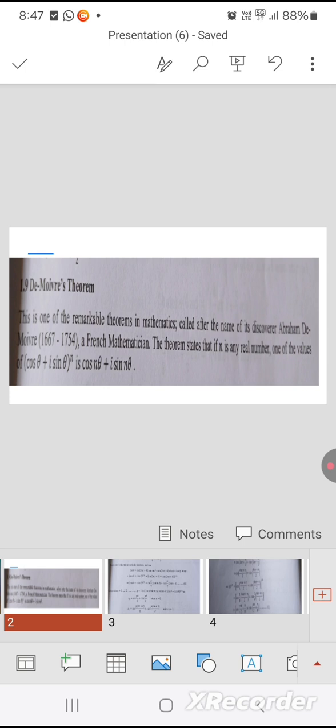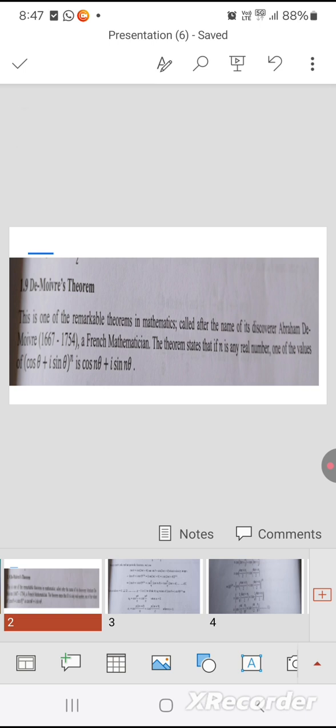But why is this useful? It simplifies powers of complex numbers. It helps in converting between rectangular and polar forms. It's useful in fields like electrical engineering, quantum physics, and signal processing.